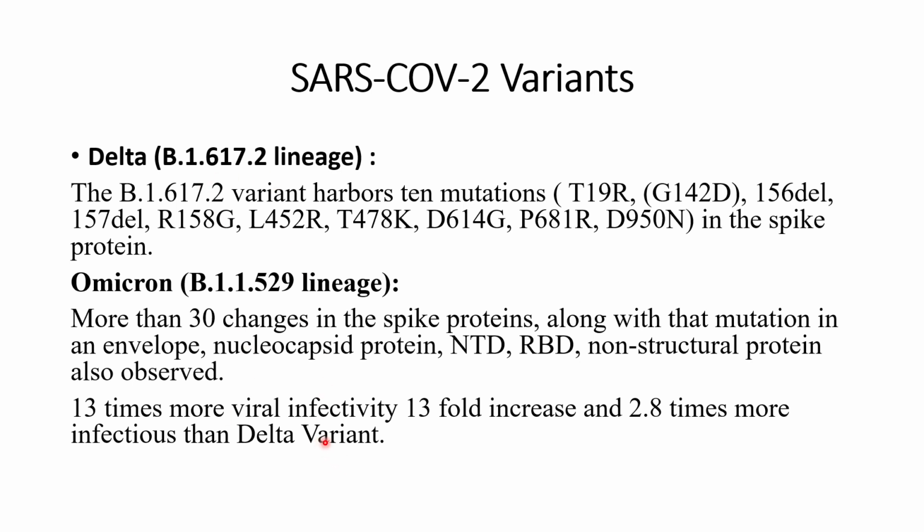This first spread in South Africa, and after that it spread all over the world. So the Omicron variant so far has been considered the major infectious SARS-CoV-2 variant, as it has 30 changes in the spike protein, and apart from that it also has changes in the envelope, nucleocapsid protein, terminal domain, receptor binding domain, and non-structural proteins.